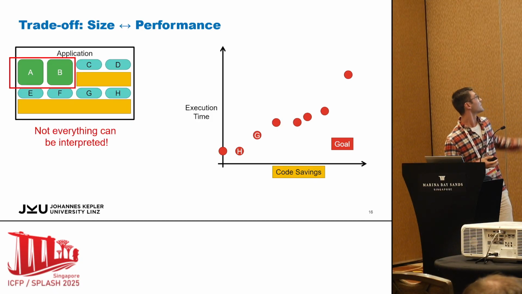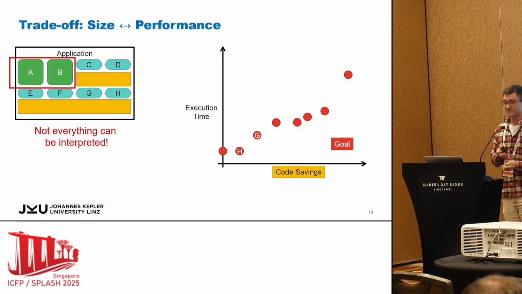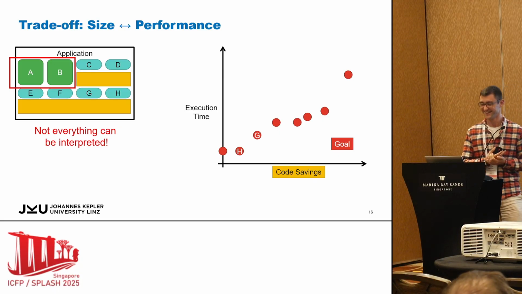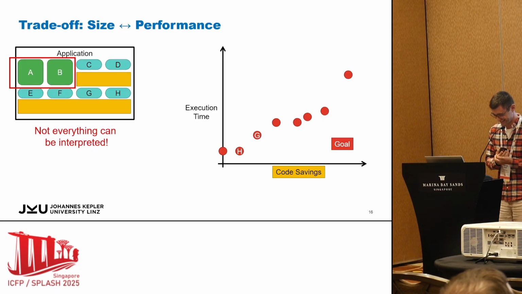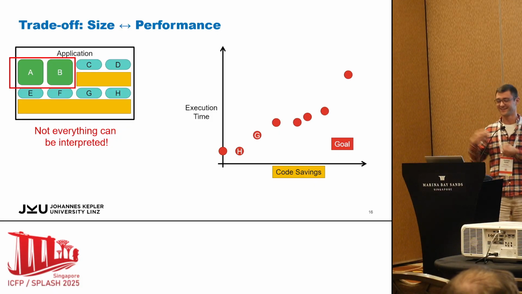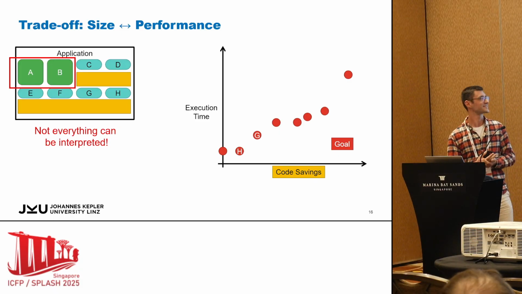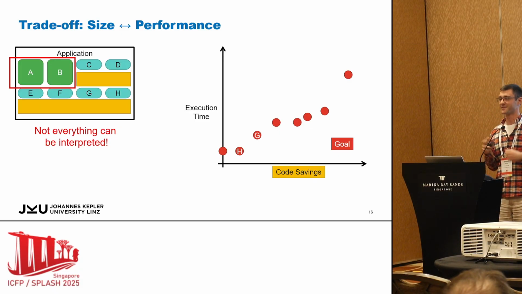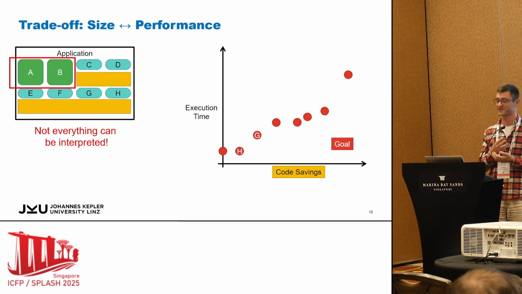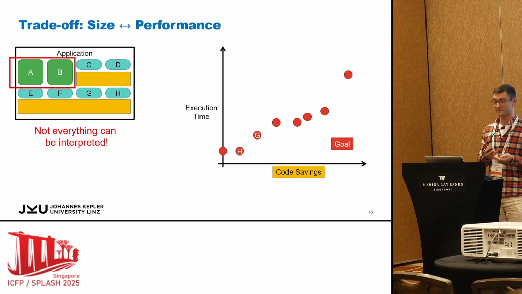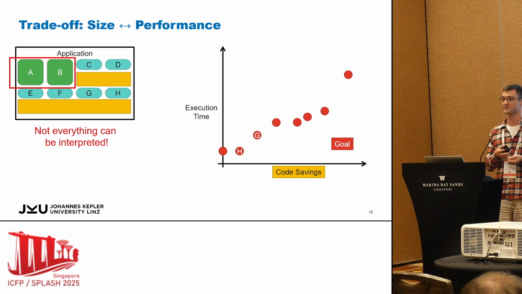A short side remark on that: not every piece of code can be interpreted. One reason is, for example, that you cannot interpret the interpreter. This was one of the first things I discovered. I just ran into a stack overflow, because if you want to interpret the interpreter, of course, this does not work out. And there are also some other code parts that have to be ahead-of-time compiled. Those are just known by a whitelist or by a block list, and then you're safe to go.